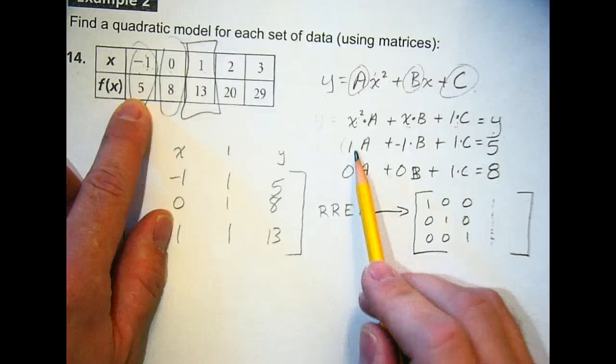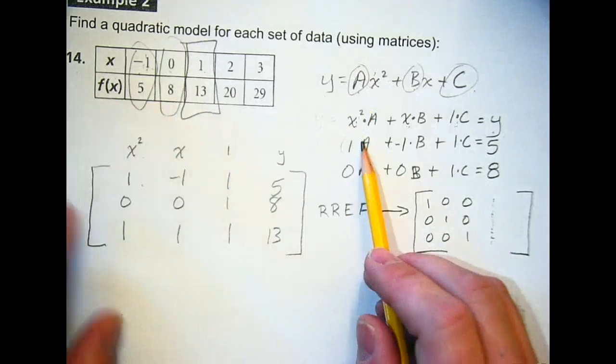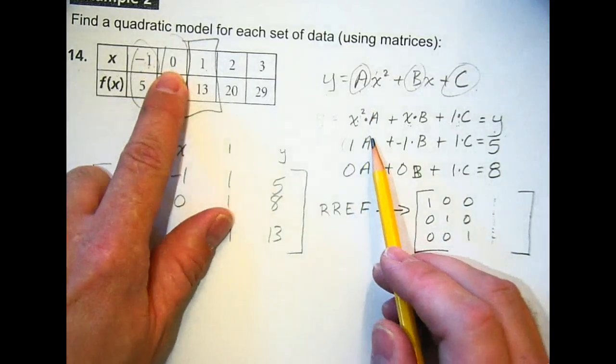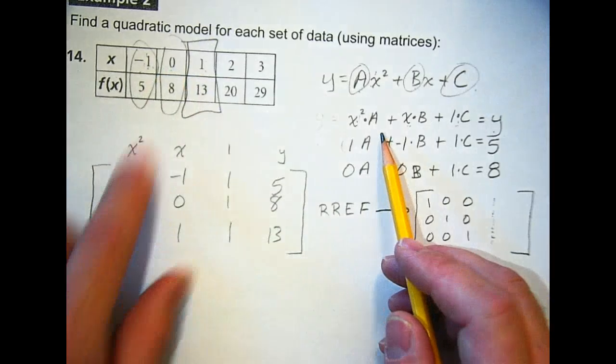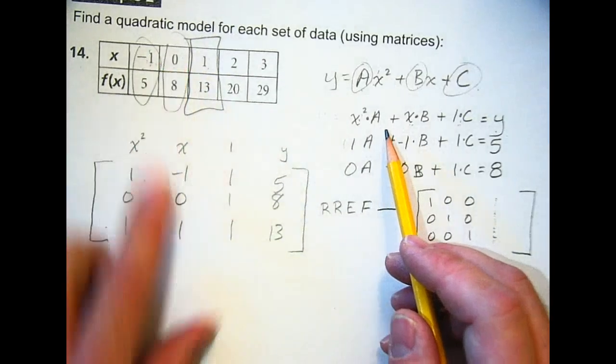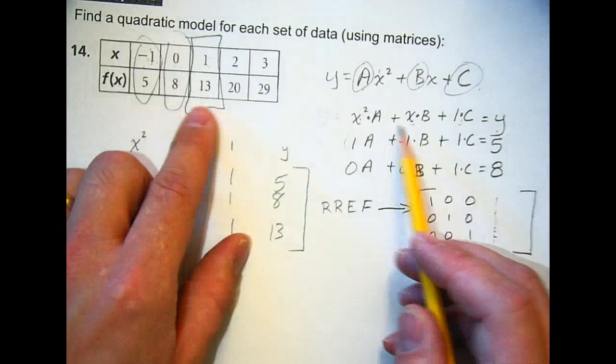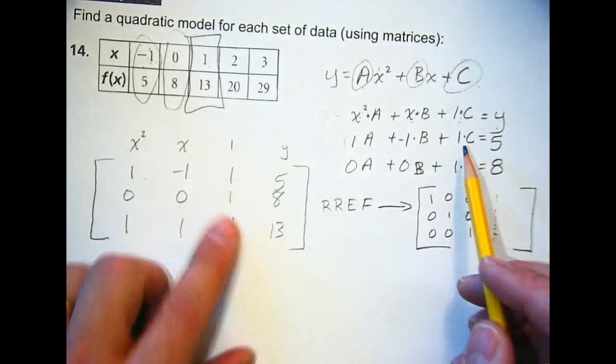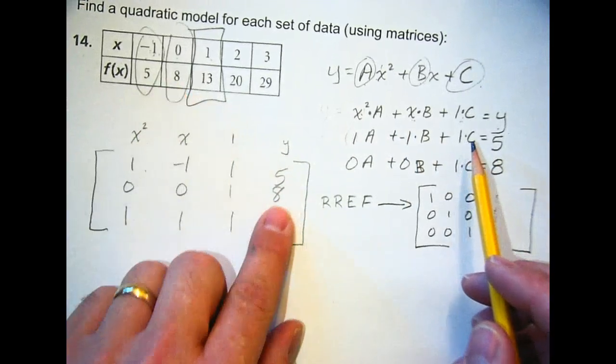Okay, so same thing here. I took 0 and squared it to get 0. Took 0 as x. Coefficient of C is always 1. And that equals y, which is 8.